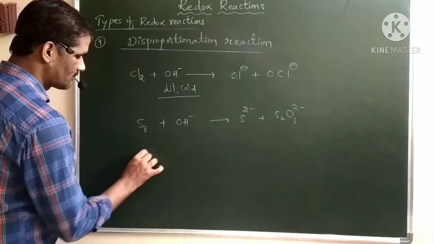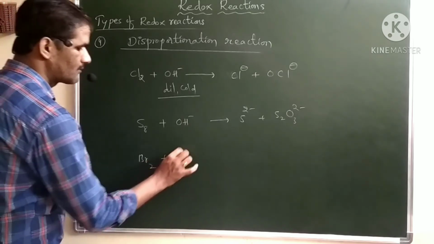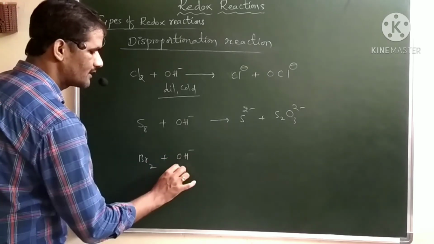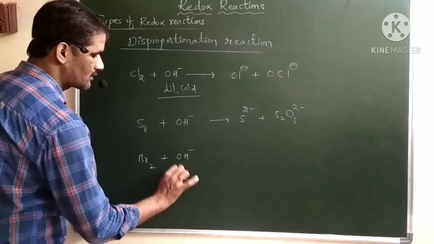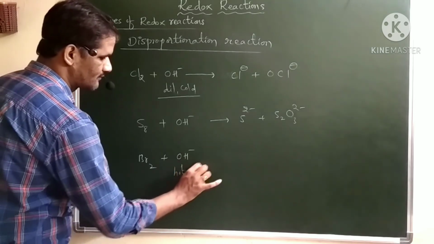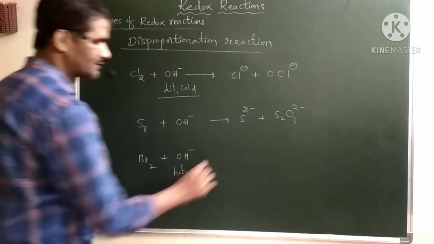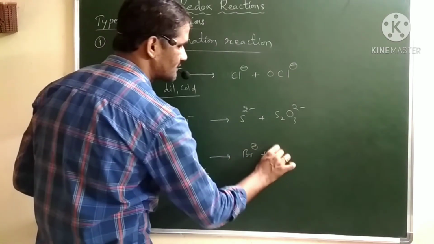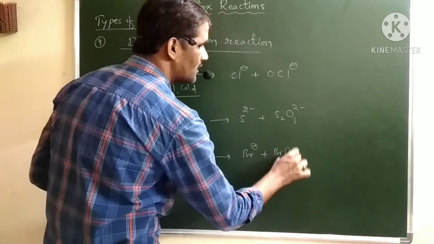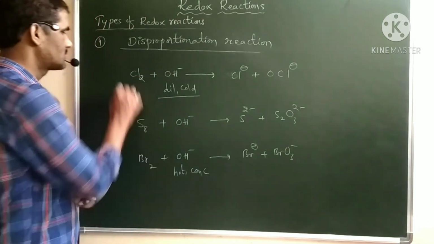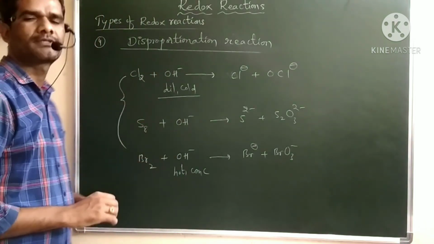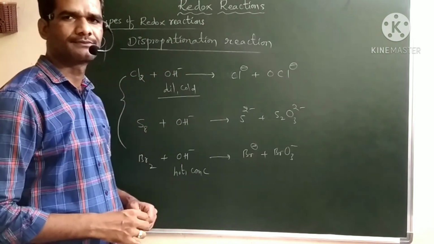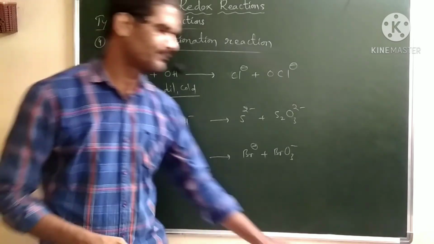Next you can take bromine in presence of base. If you take hot and concentrated base, then you will get Br- and BrO3-. So all these are examples of disproportionation reactions. So these are very important.